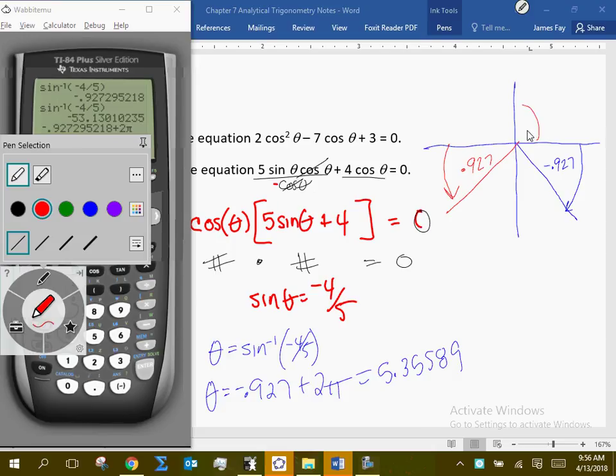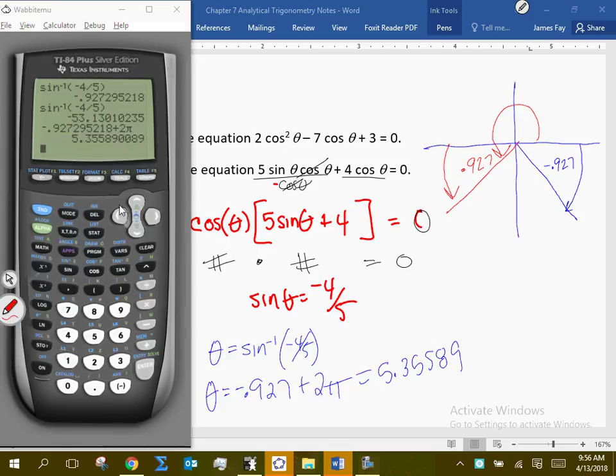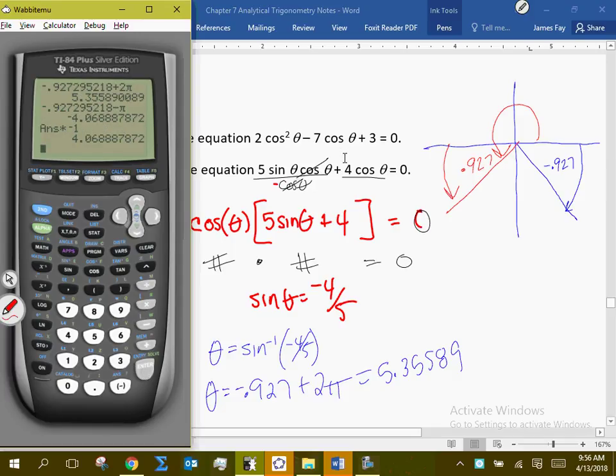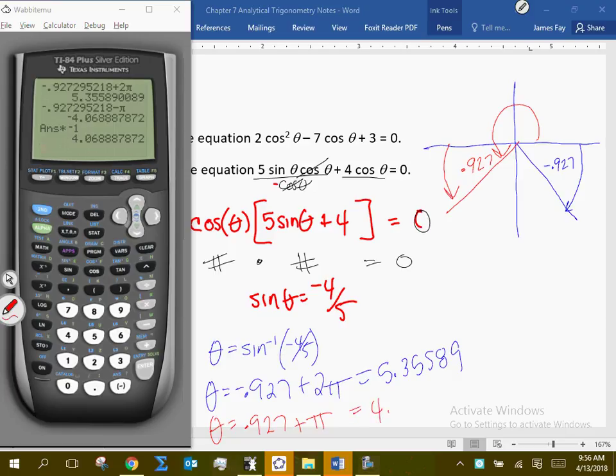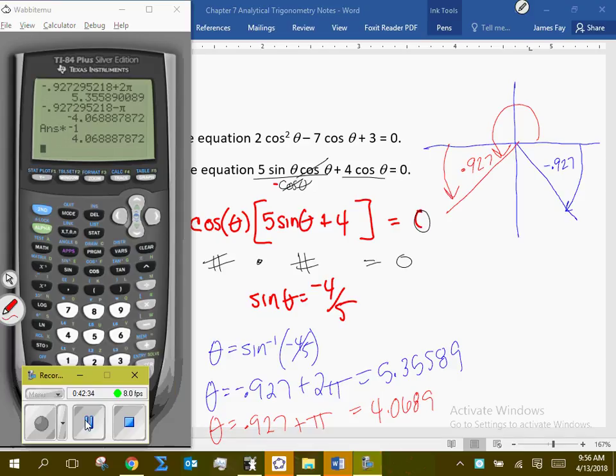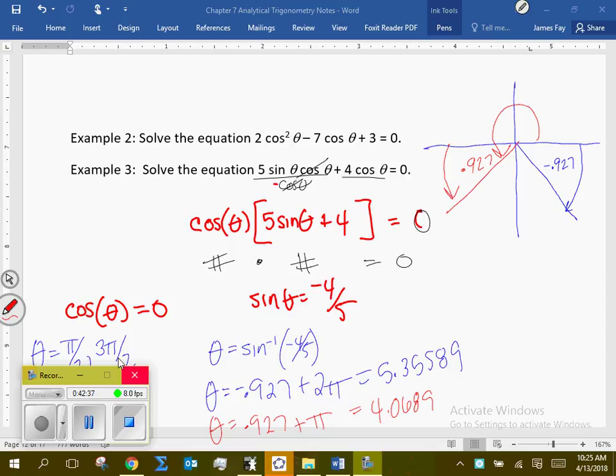How do I find, then, that angle theta? Add pi to 0.927. Now, it's not maybe the most logical way of doing it on my calculator, but that should give me 4.068. Okay? So theta is equal to 0.927 plus pi. Okay? We'll talk tomorrow or Monday, I guess, about how we can go back and check these solutions. I thought I'd finish this and show you how to check this stuff.